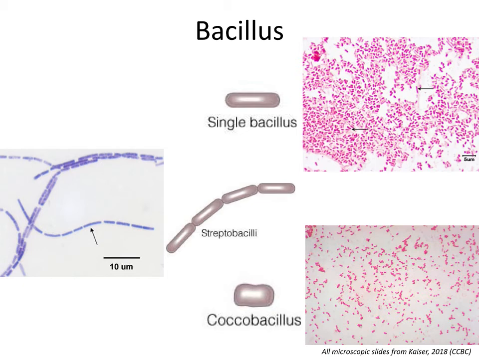In the middle left, you can see the arrangement of streptobacillus, which is multiple bacilli that are in chains. And the third arrangement for bacillus cells is the Coccobacillus, which you see in the bottom right example. These are bacterial cells that are oval in shape and look similar to what you might see for bacteria that are in Coccus form.